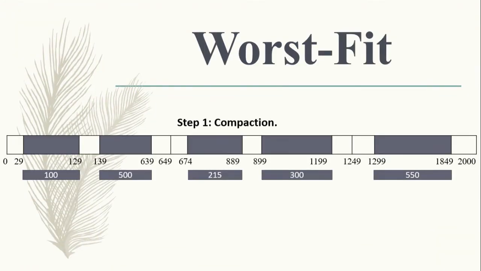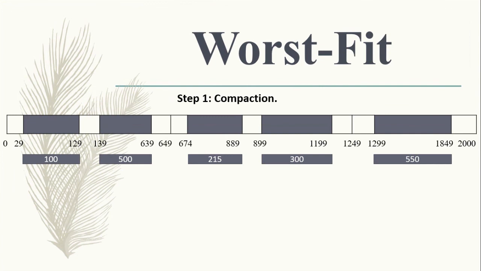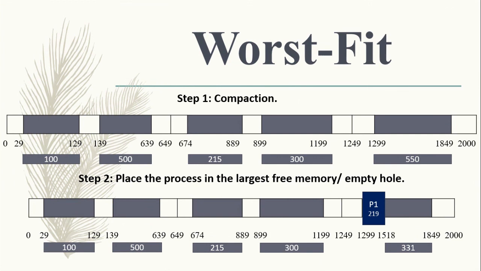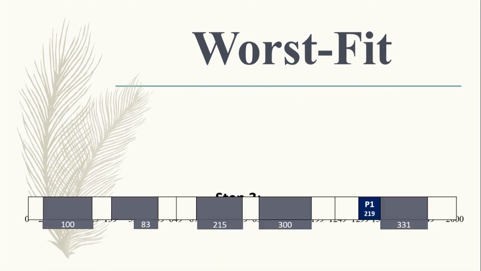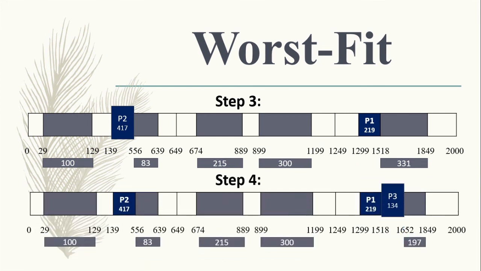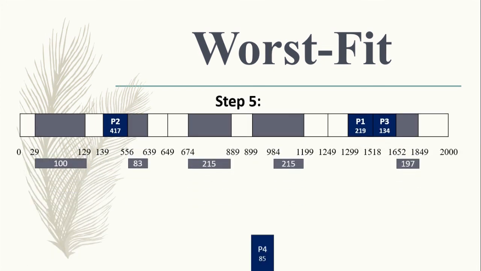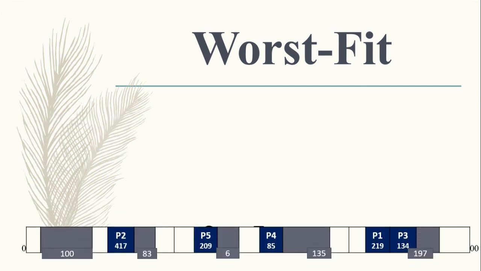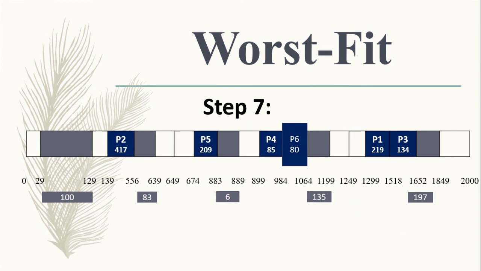And the same goes for worst fit. Worst fit, again we do compaction for step 1. Step 2, place the process in the largest free memory or empty hole. Worst fit, we need to choose the largest or the biggest empty space. So here are the same steps to follow. Step 3, step 4, step 5, step 6, and step 7.